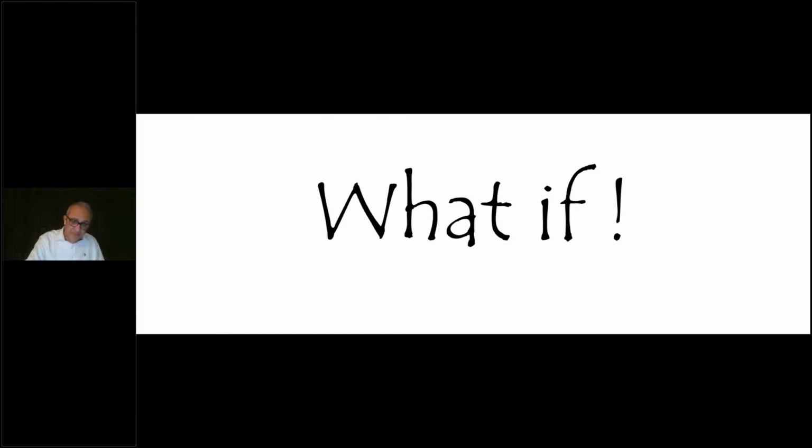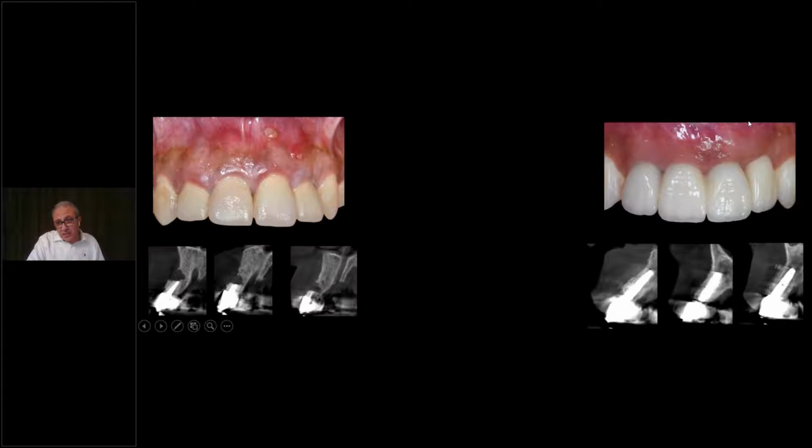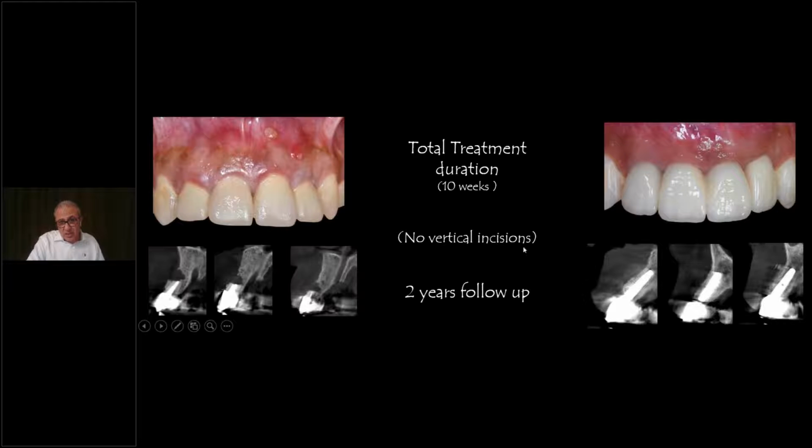But what if I have a case like this? This is a 31-year-old young lady with multiple apicalectomy surgeries, like 3 times, who lost the roots completely, the root height, with complete loss of the labial plate bone and active signs of infection. And we get to this result with this type of regeneration in just 10 weeks' time with no vertical incisions at 2 years follow-up.